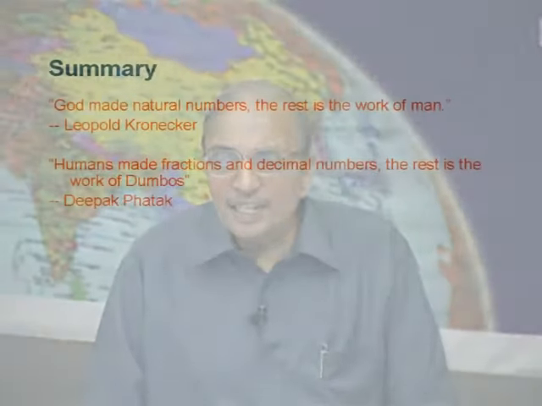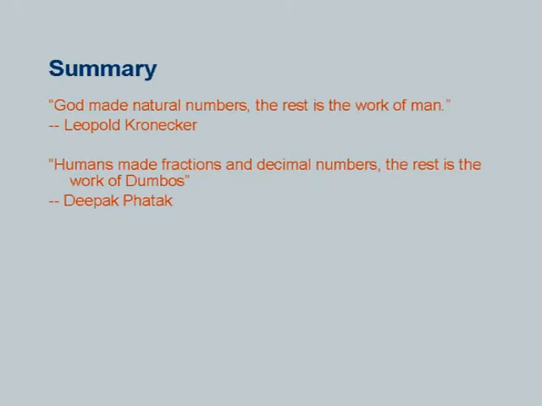And he said, God made natural numbers, the rest is the work of man. I have added this: humans made fractions and decimal numbers, the rest is the work of Dumbos. And this is definitely detrimental to the computational process which human beings have evolved using fractions and decimal numbers, because we face a whole lot of errors which need to be corrected by special techniques.